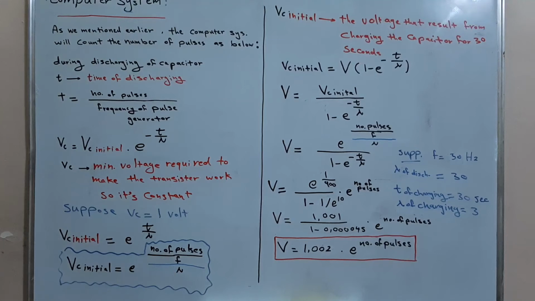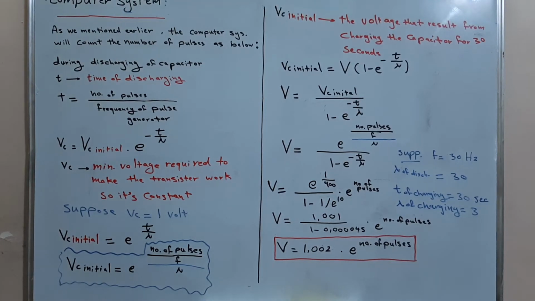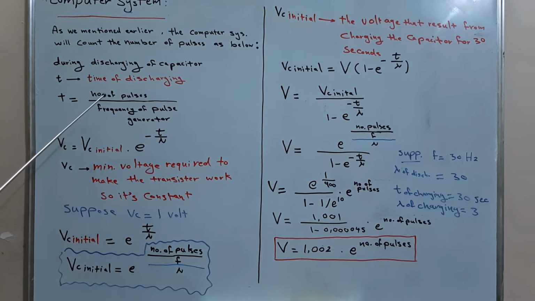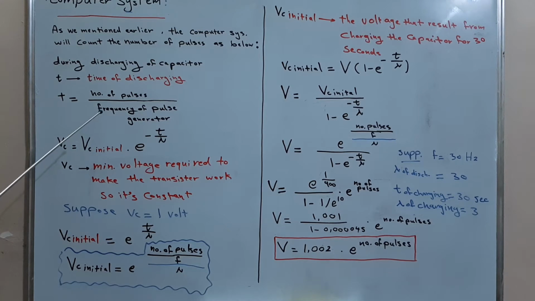Hello, in this video we will continue the explanation of the fourth part of the electronic voltmeter, which is the computer system. As we mentioned earlier, the computer system will count the number of pulses that resulted from the pulse generator during discharging of the capacitor. So, the time of discharging of the capacitor will be equal to the number of pulses resulted from the pulse generator during discharging divided by the frequency of the pulse generator.